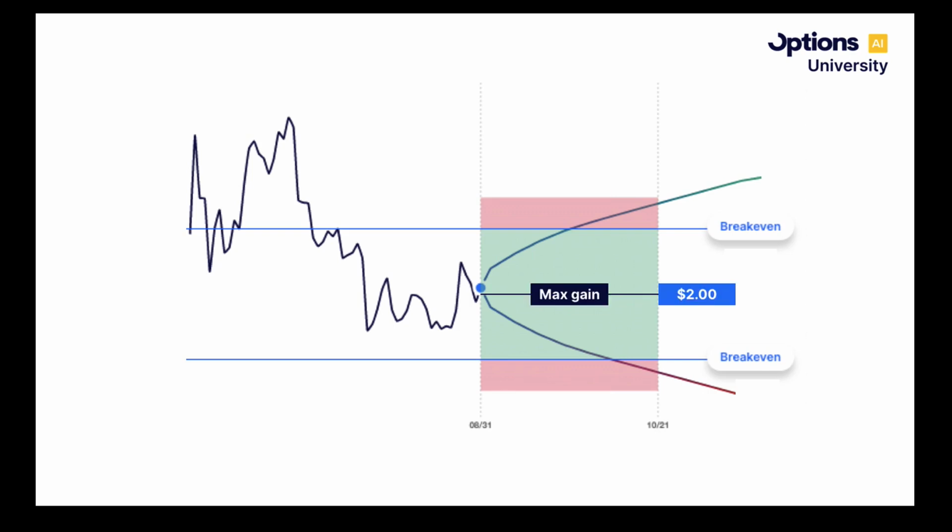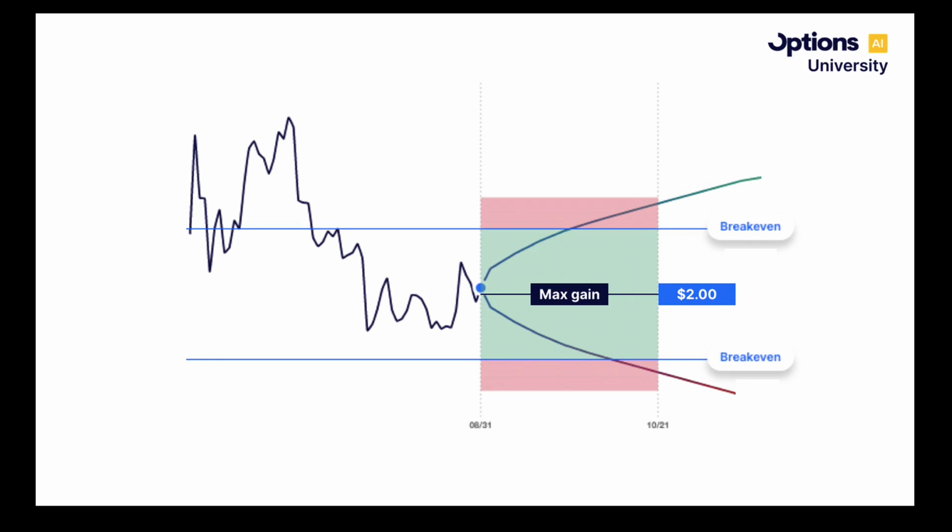However, to realize max gain, we need the stock price to pin to our short strike level. Since the likelihood of this happening is relatively low, it's more likely that we find one side or the other in the money at expiration, with the other out of the money. So realizing max gain on an iron butterfly is difficult and often unrealistic.